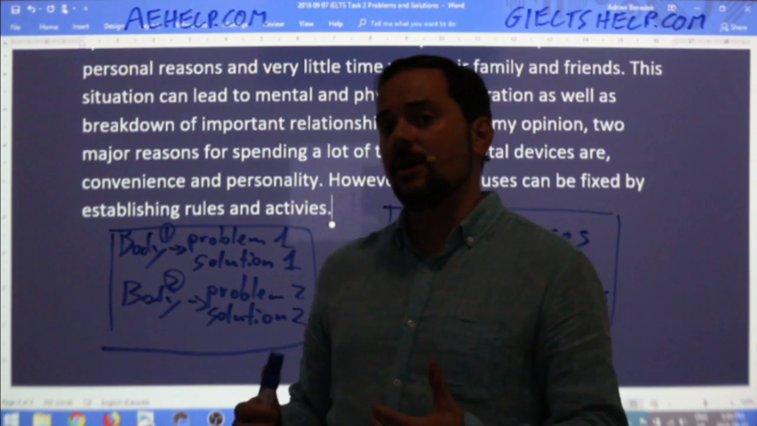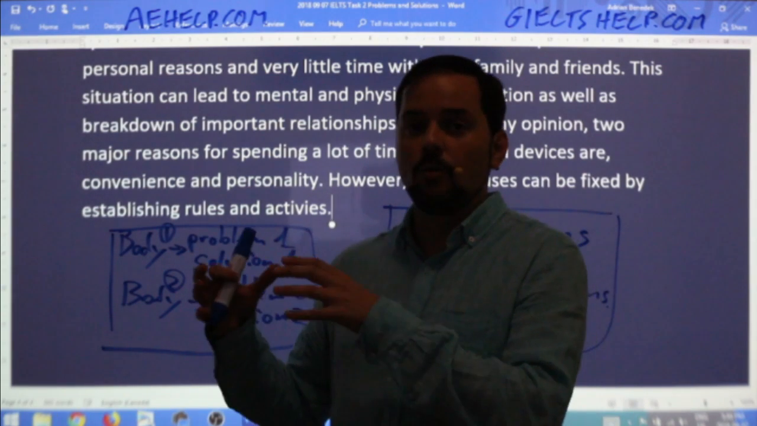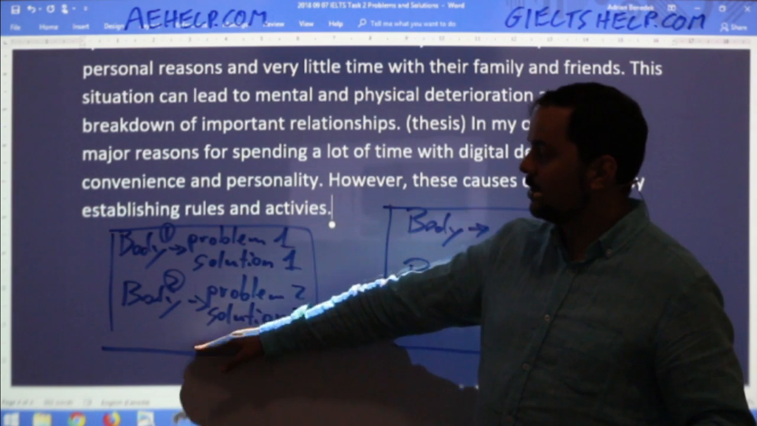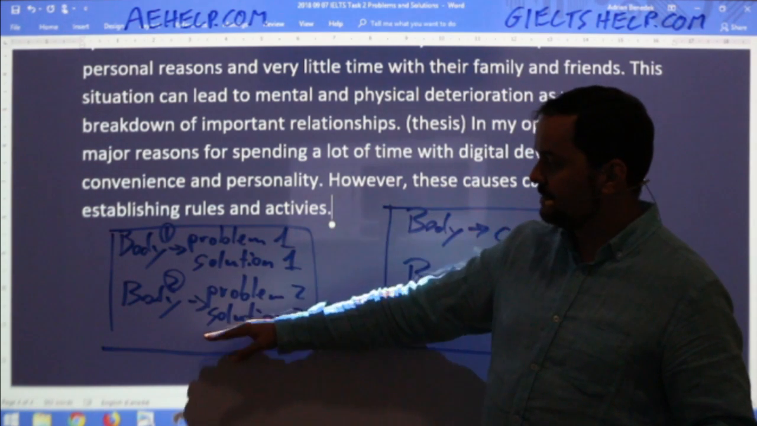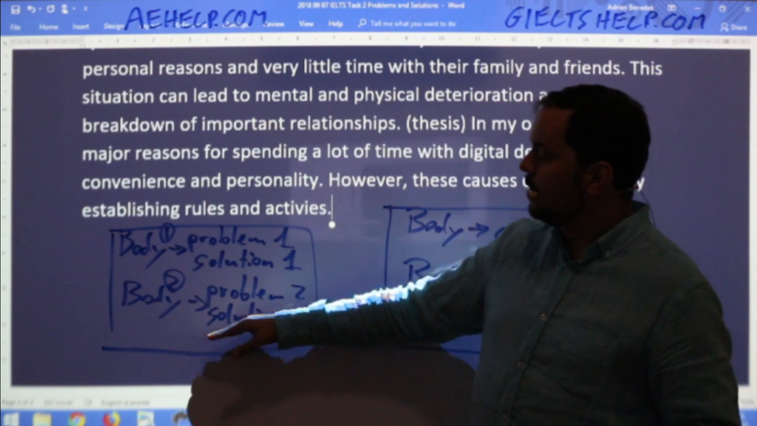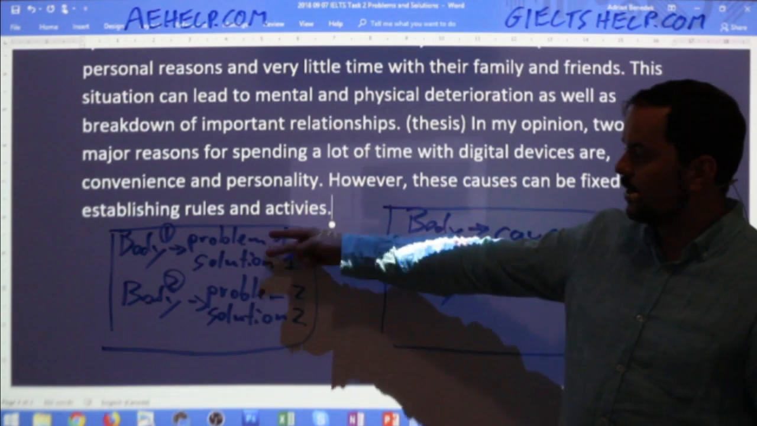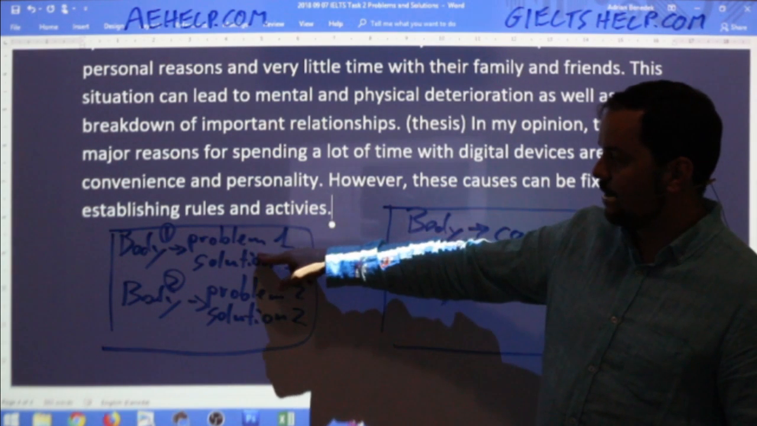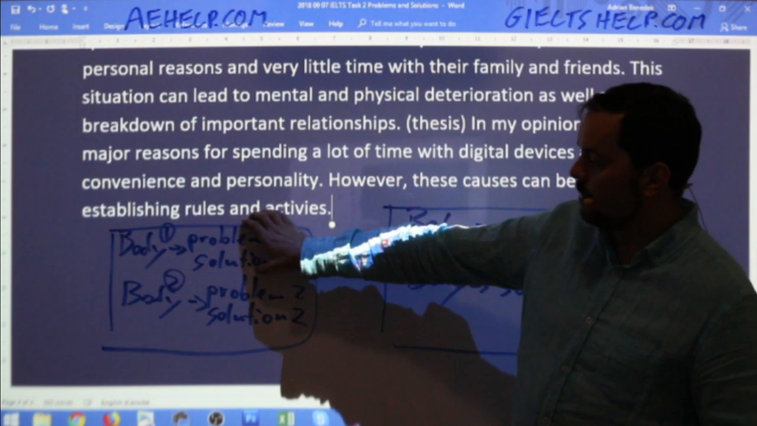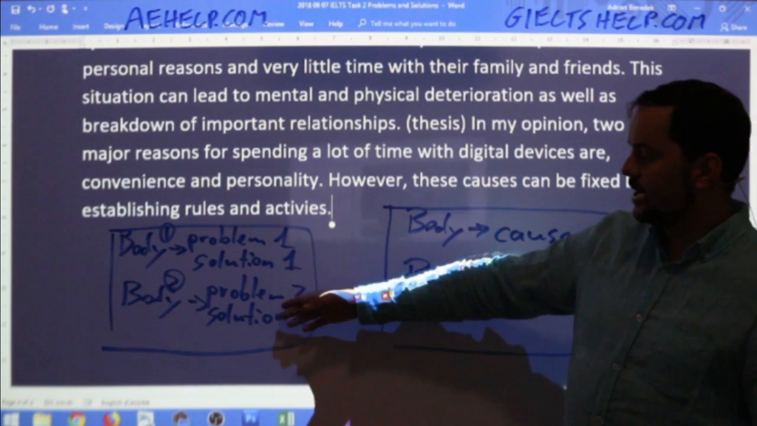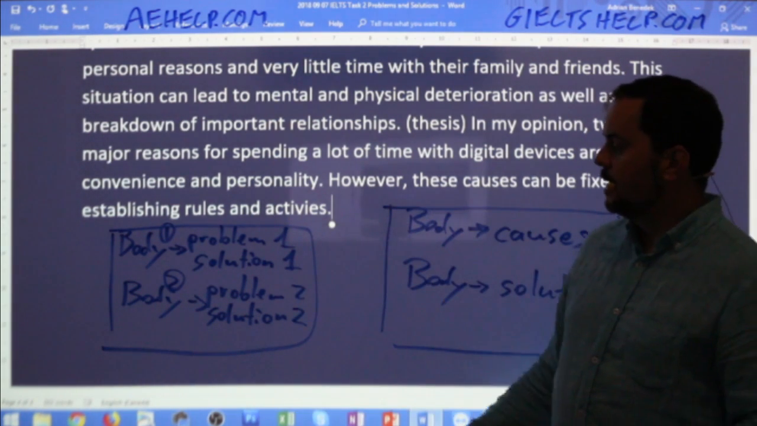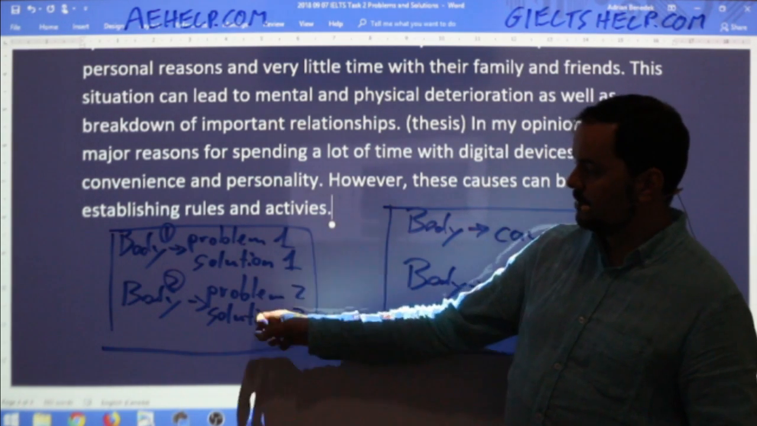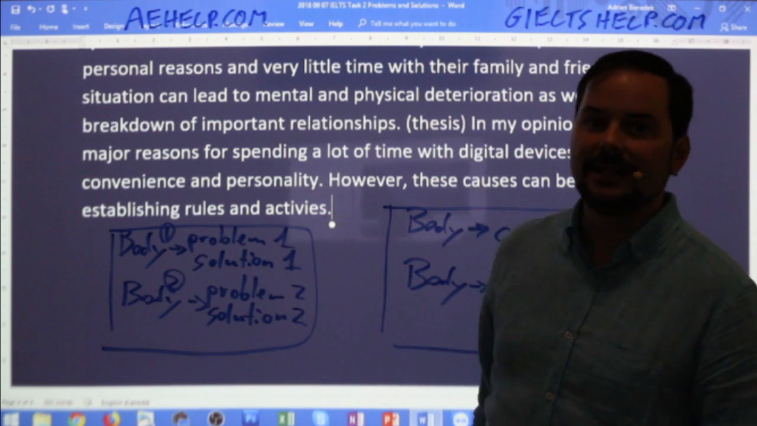If my essay question is about obesity or why people are overweight, I would choose this style of body paragraphs, and my thesis would reflect that. Why? Because the problem and the solution are very directly related. So problem, not eating healthy, solution, eating healthy. Makes sense to put them into one body paragraph. Body paragraph 2, what's my problem? Not moving around enough. What's the solution? Exercise. So the problem and the solution, again, they're very, very directly related.